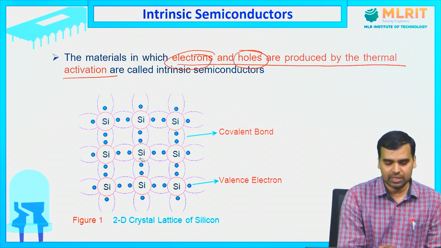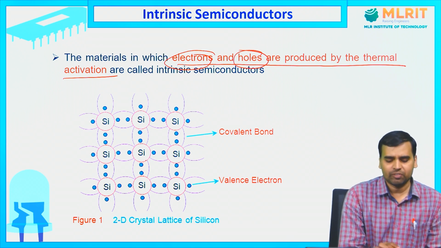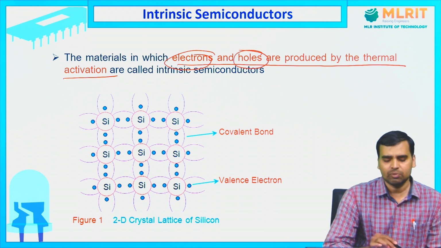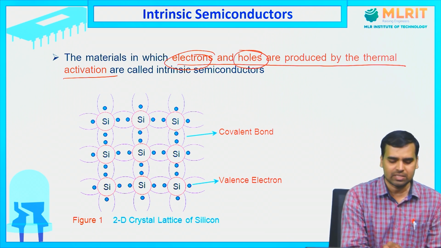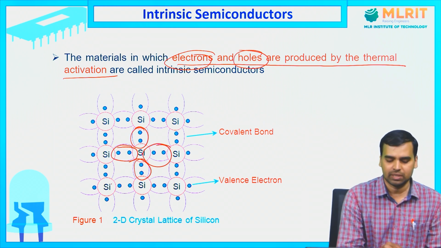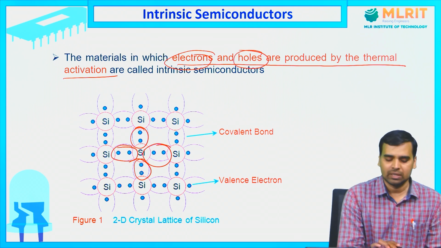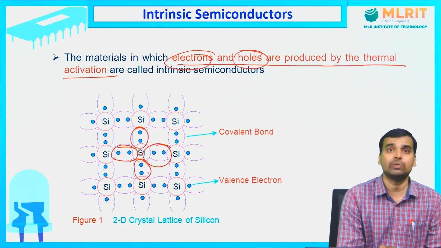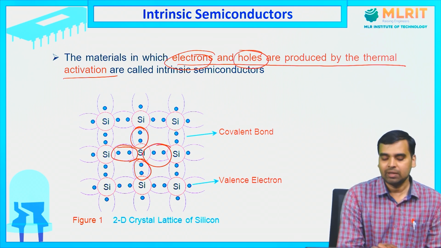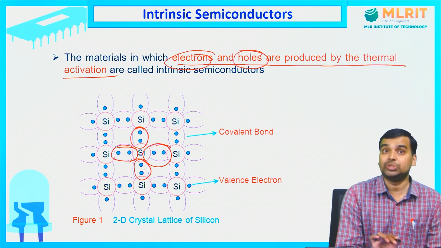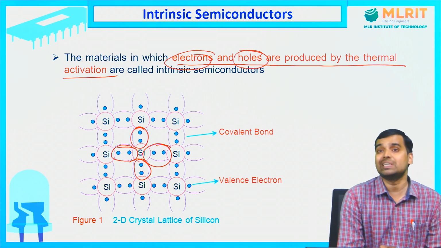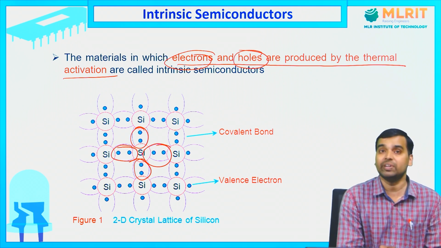Here you can see it is a two-dimensional representation of silicon. After forming 4 covalent bonds, the silicon atom gets stability, and there isn't any free electron. A covalent bond is nothing but the sharing of unpaired electrons. So the 4 valence electrons are involved in 4 covalent bonds, and in such a way the silicon atom gets stability. That's why in silicon material at 0 Kelvin temperature, there aren't any unbonded or free electrons.